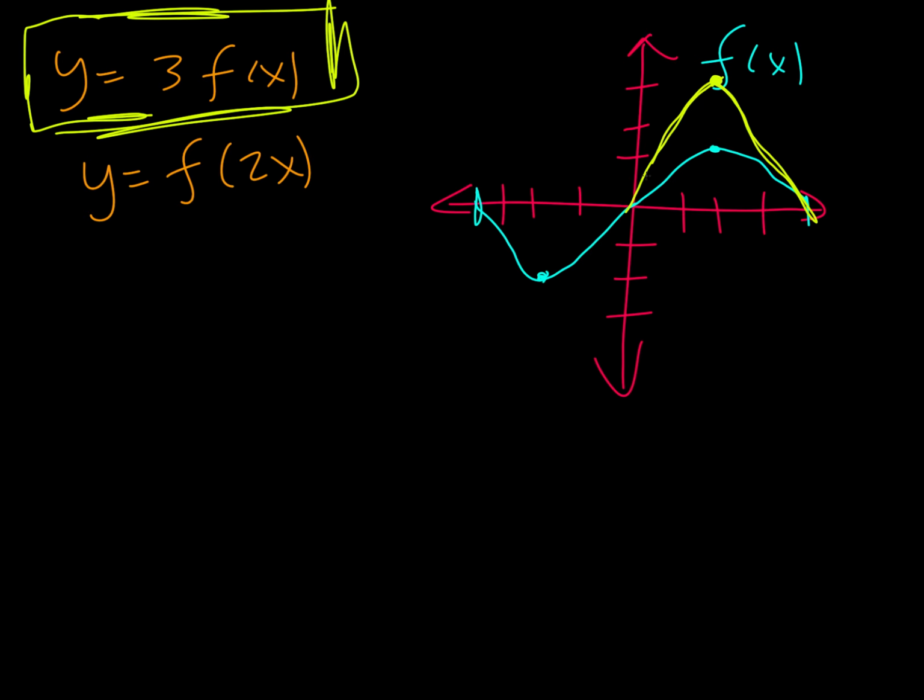So 0 is still going to be 0. Okay, once again, this one is down at 2, so it needs to go down to negative 6. 1, 2, 3, 4, 5, 6. So we go all the way down here, and then go there. That didn't quite work out. There we go. Okay, so that yellow one is stretched by a factor of 3 vertically.